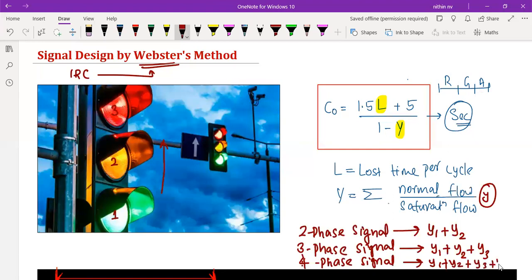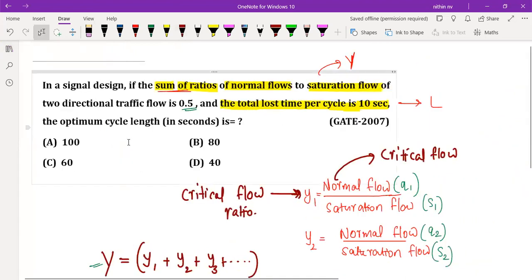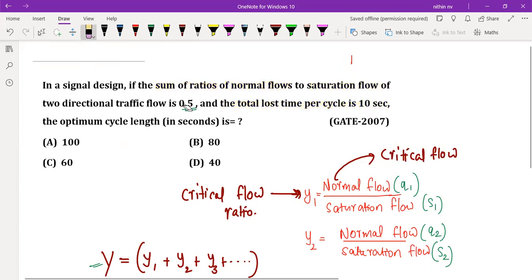So we need to add all those four to get capital Y and substitute here. Understood? These things will be mentioned in the question, whether it is two, three or four phase like that. Got it? Now, if you are solving the first question, one by one, we can proceed level by level. So what they have mentioned here is the lost time per cycle.